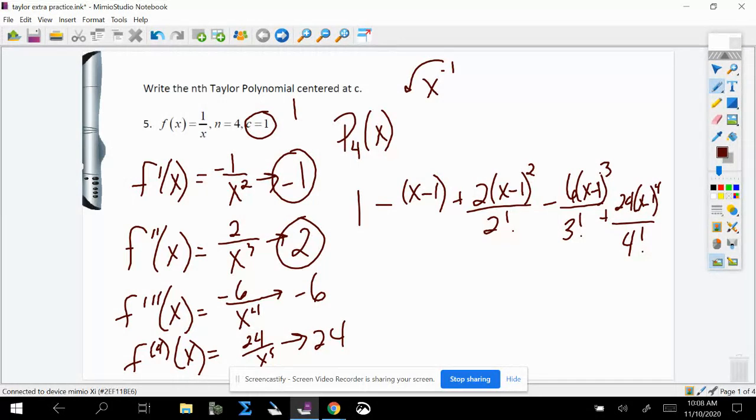Like, for example, in this one, everything that's coefficient will cancel. 2 over 2 factorial is just 1. 3 factorial is just 6. So 6 over 3 factorial cancels. 24 is the same as 4 factorial. So you could actually get this pretty reduced down.